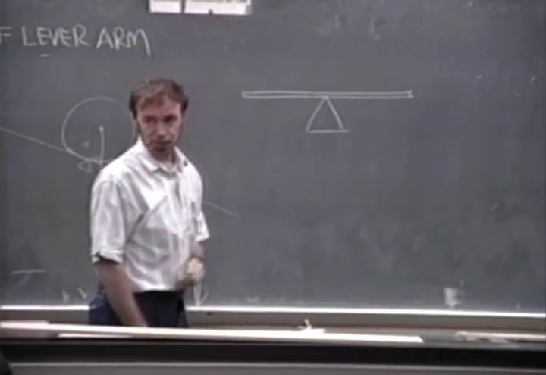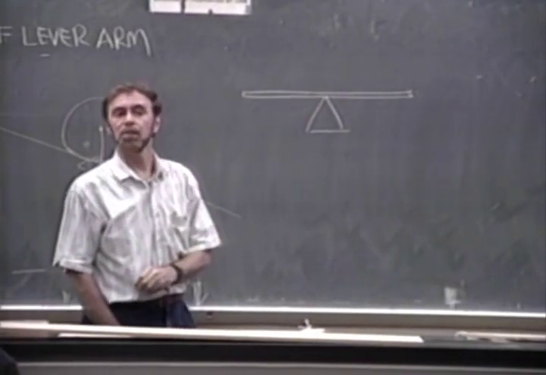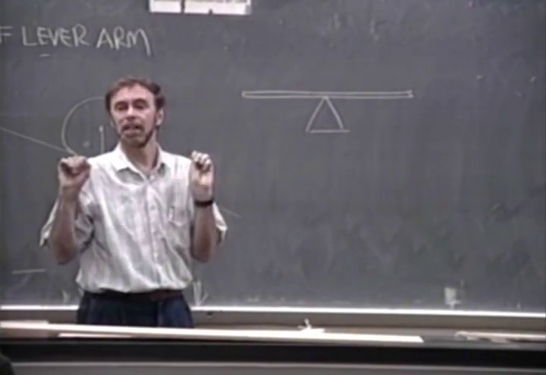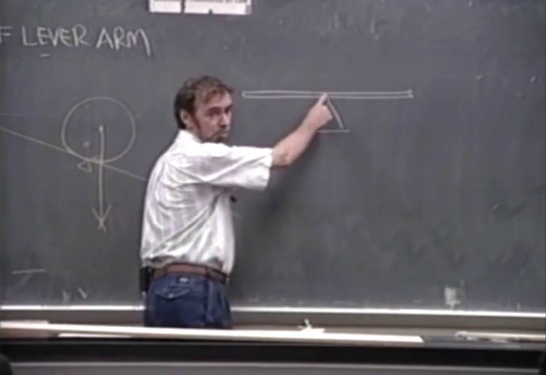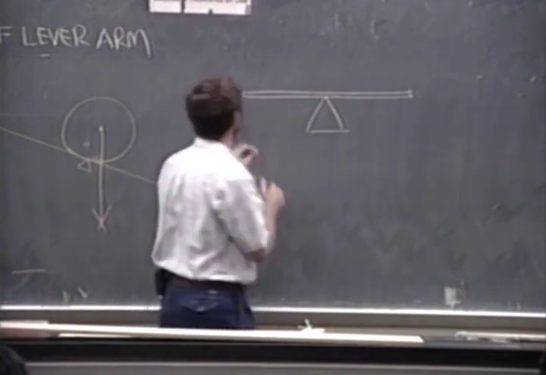This is a seesaw balanced right at its center. Where's the center of gravity of the seesaw if it balances like that? It must be right here. Okay? Now let's consider a couple of kids playing.